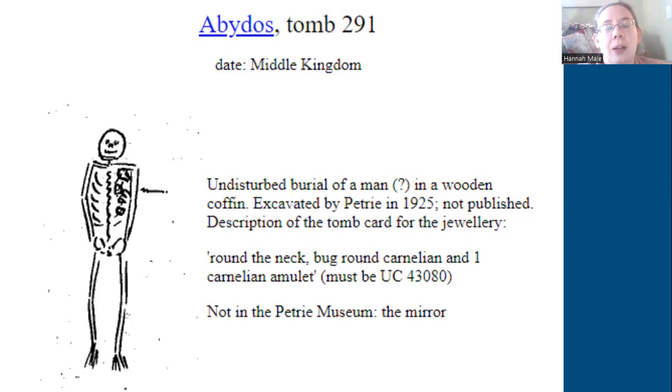We also have, again from records, particularly the tomb card, some of the description of the jewelry and some of the grave goods that were found with this body. So according to Petrie, around the neck, there was some kind of amulet, and then there was also apparently a mirror that was found with this body.